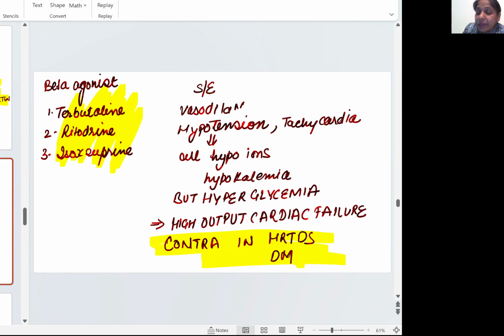Is it okay? Beta agonist tocolysis is contraindicated in heart diseases and diabetes mellitus because beta agonist tocolysis causes hyperglycemia and high output cardiac failure. Is it okay? Write down in the chat box.